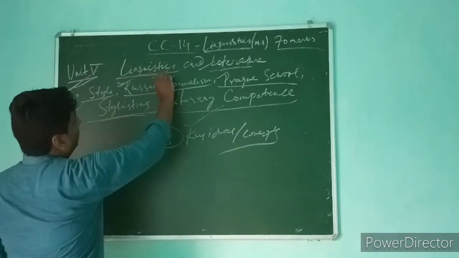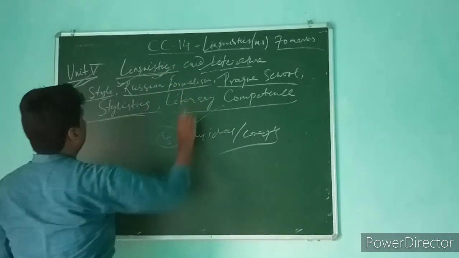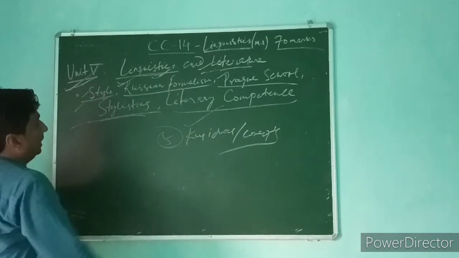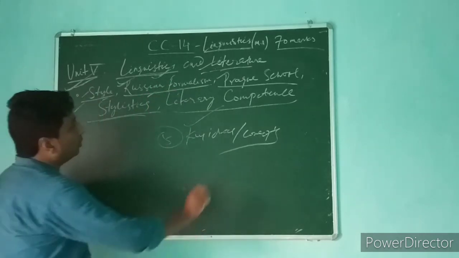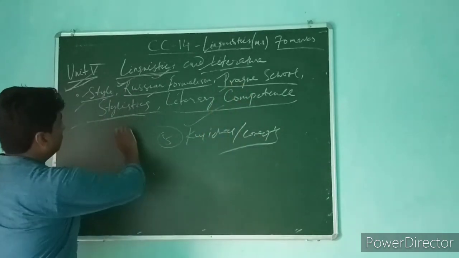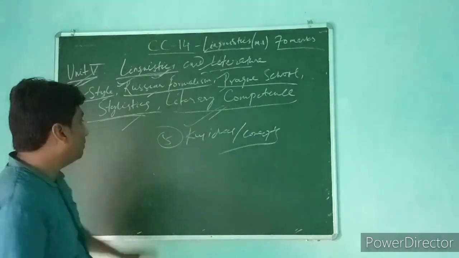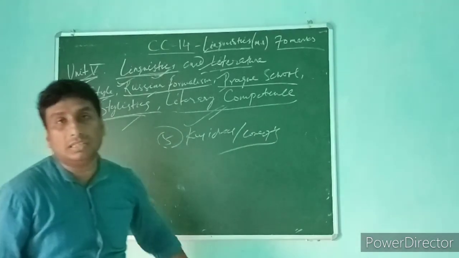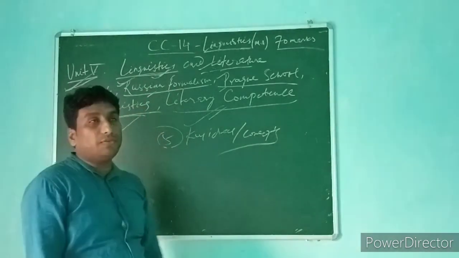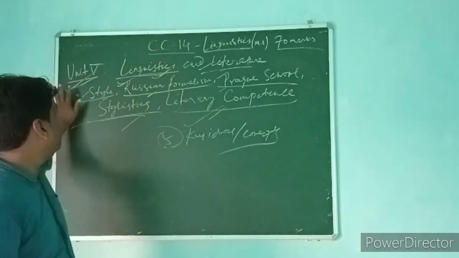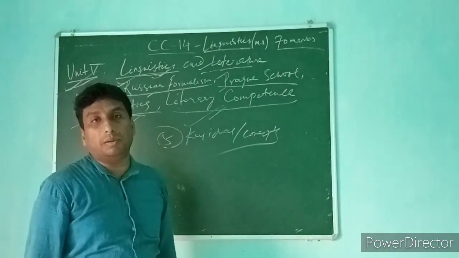The relation of linguistics and literature will be the context, right? And the first thing will be style. The second key idea is Russian formalism, third one is Prague school, the fourth one is stylistics, and fifth one is literary competence. So these are primarily the 5 key ideas that we have to study. In the following classes, what we will do? We will study each of these individual units one by one.